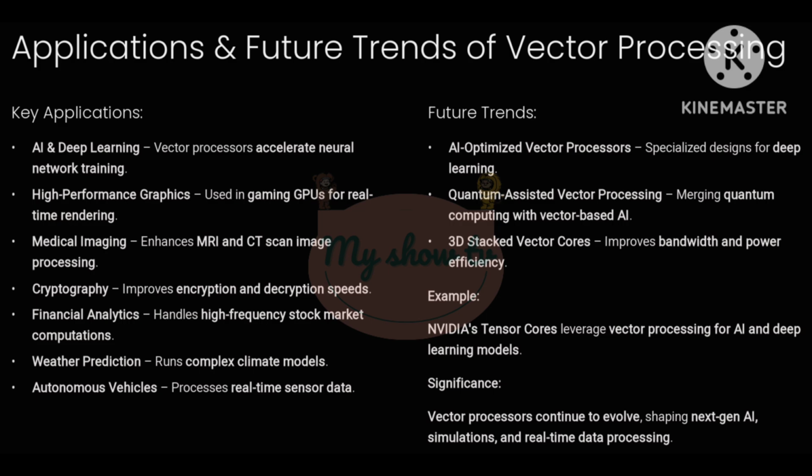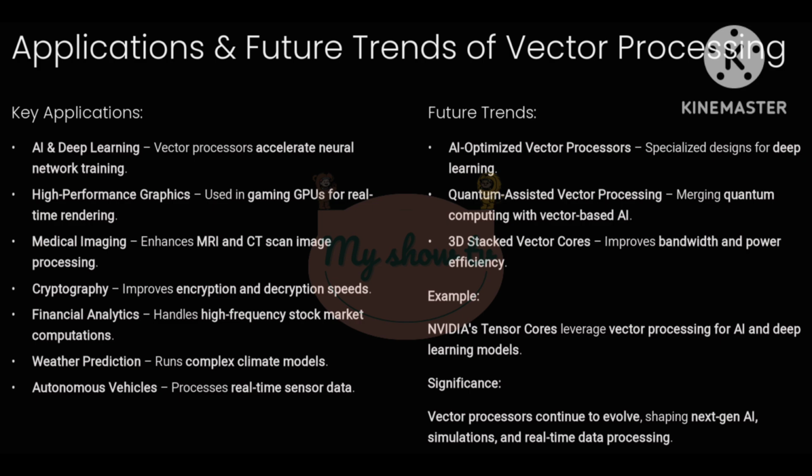1. AI-optimized vector processors. Dedicated vector chips are being designed specifically for AI model training. Example: Google's TPUs, tensor processing units, are optimized for vectorized AI workloads. 2. Quantum-assisted vector processing. Merging quantum computing with vector processors for next-generation AI acceleration. 3. 3D stacked vector cores. Multi-layer chip designs enhance bandwidth and power efficiency in HPC.